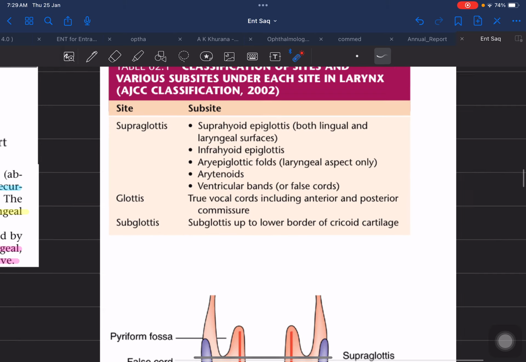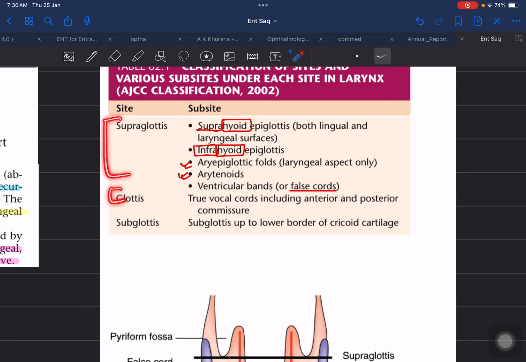Now supraglottis and subglottis. What is present in the supraglottis? Suprahyoid epiglottis is present there, and another is infrahyoid epiglottis. Another is the ariepiglottic fold, arytenoid, and the ventricular band, also called the false cords. So the true vocal cord is present in the glottis, whereas the false cord or ventricular band is present in the supraglottis.